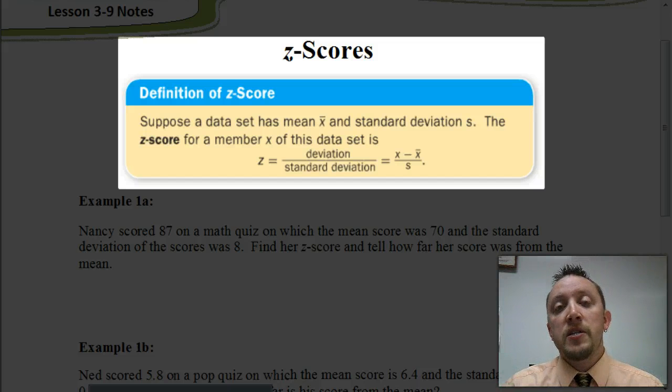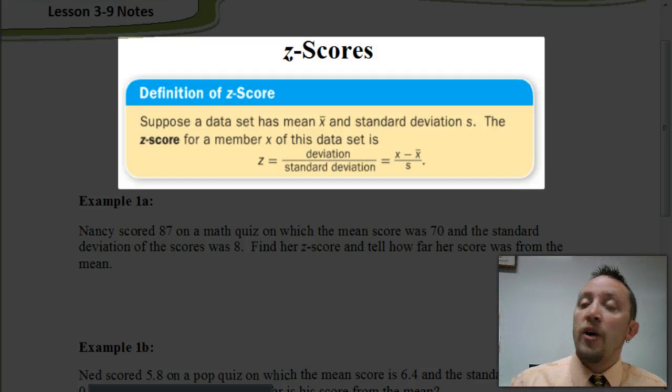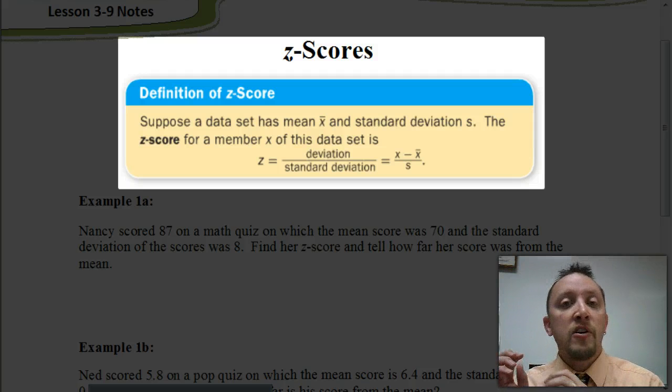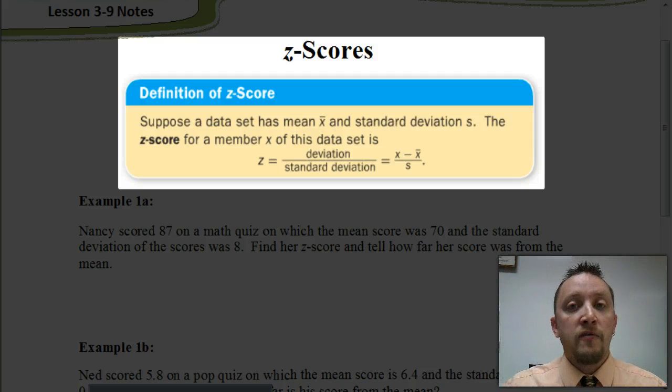So we're going to be looking at some of these examples in just a minute, but first let's define how exactly to find a z-score. That's described for us in this box here. To find a z-score, it's a pretty simple process. You just take whatever your value is and subtract it from the mean, which gives you the deviation. And you take that deviation and divide it by the standard deviation. Doing so gives you your z-score.